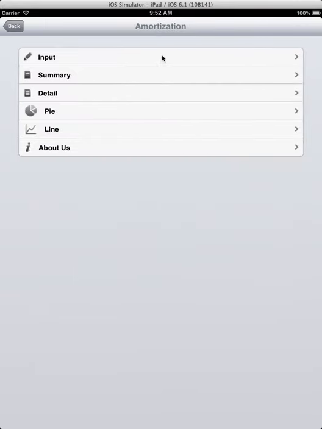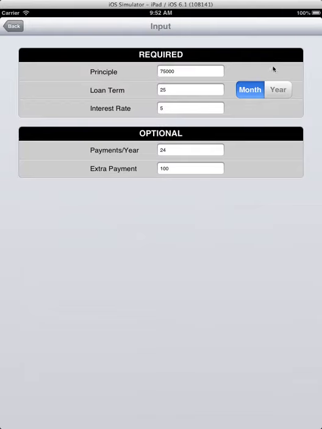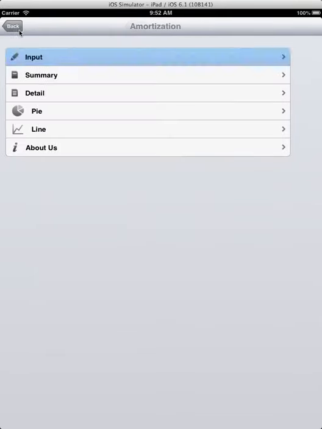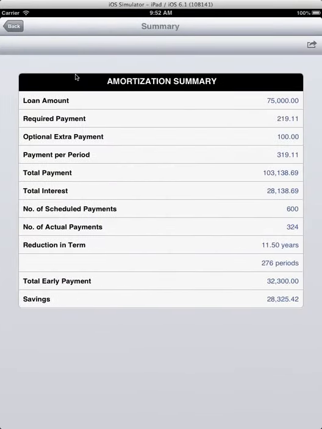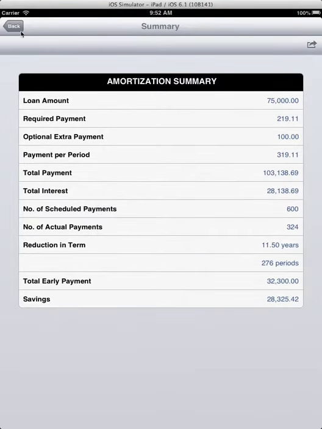So let's take a look at the amortization. We enter the data input, say 75,000 loan, term is 25 years, interest rate is 5%. So we are making 24 payments a year, that means two payments per month, and we are making $100 extra. So here it is 25 years. After we enter the data, here is the summary, and you can actually print and email the result.